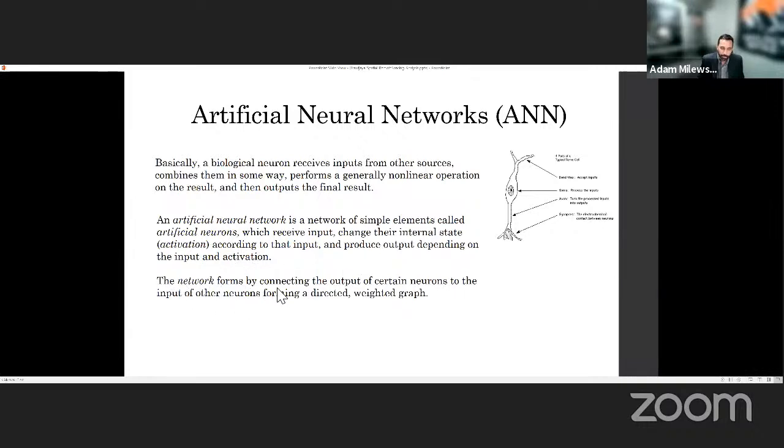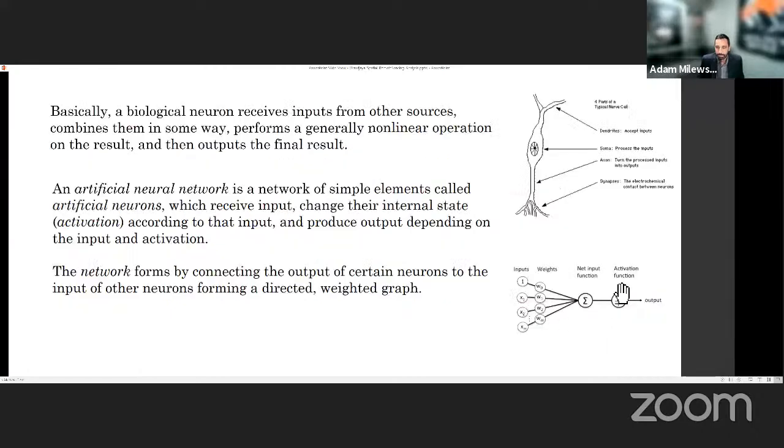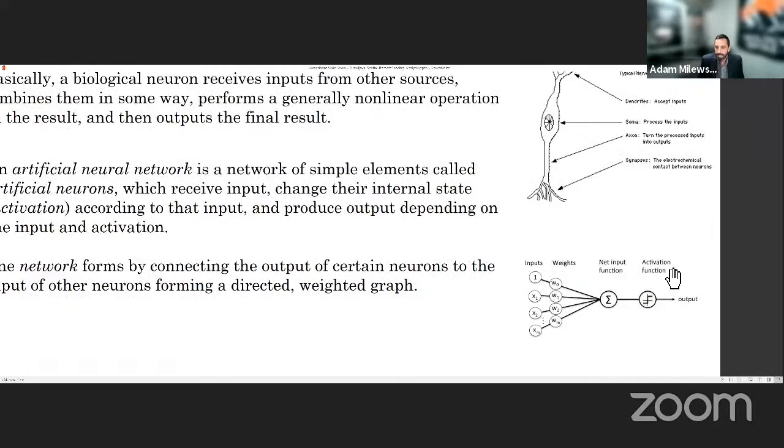The network forms by connecting the output of certain neurons to the input of other neurons, forming a directed weighted graph. What does that mean? We take our inputs, we have a weighted component to them, we have a net input function, and it becomes activated to create an output. And then we can go back and improve it from there.